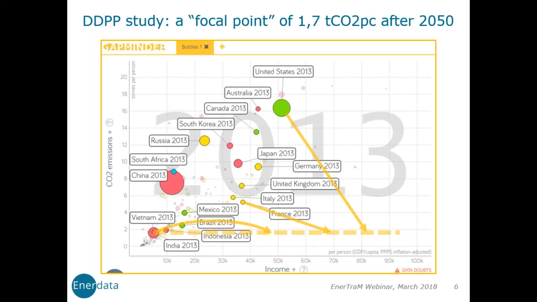The target for 2 degree compatible scenarios has been defined in this project as reaching about 1.7 tons of CO2 per capita shortly after 2050. And this is a powerful, what I would call a focal point for climate policies, because in any case, we will not succeed having 2 degree compatible scenarios if almost all the countries are not in this range of 1.5, 2 tons of CO2 per capita.